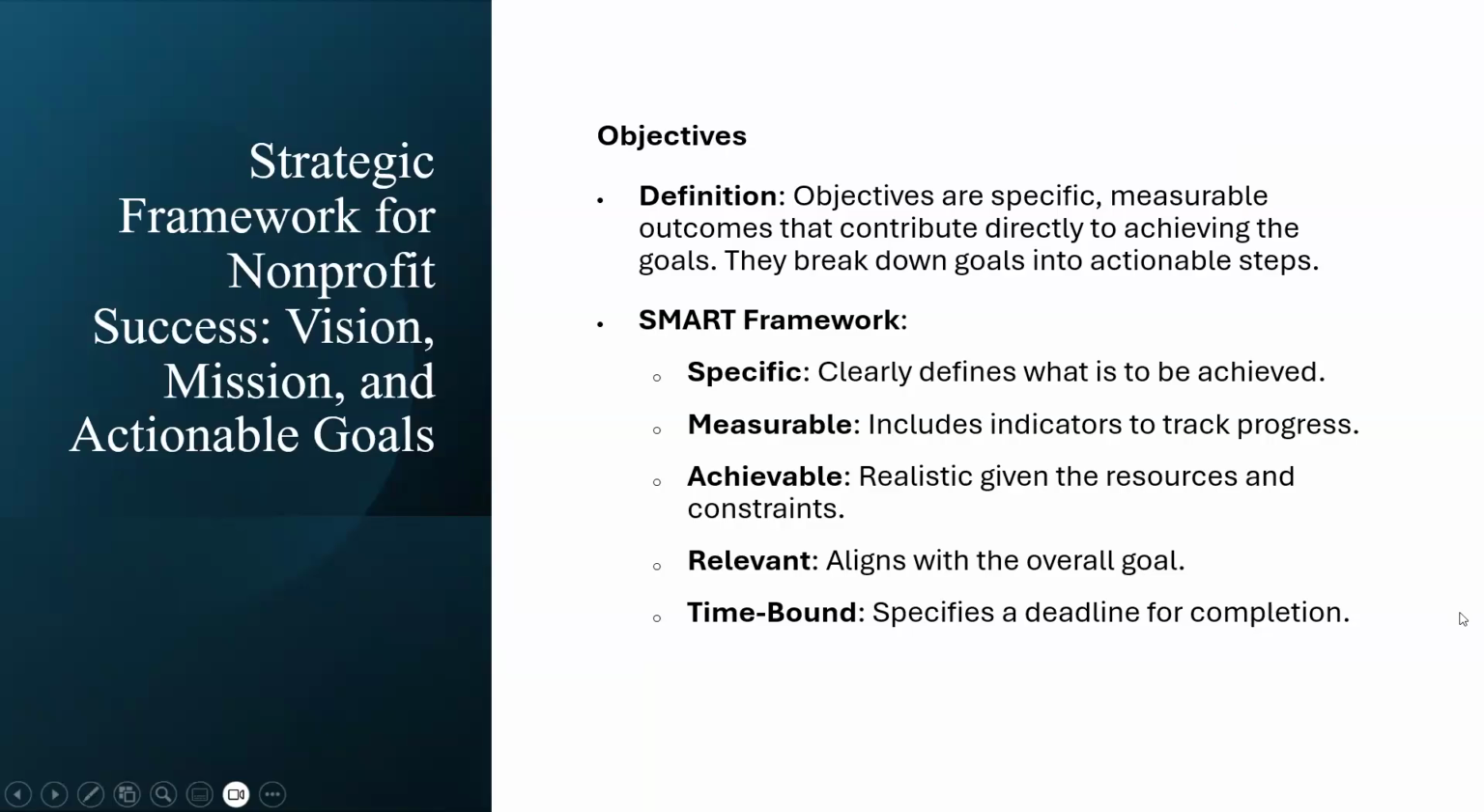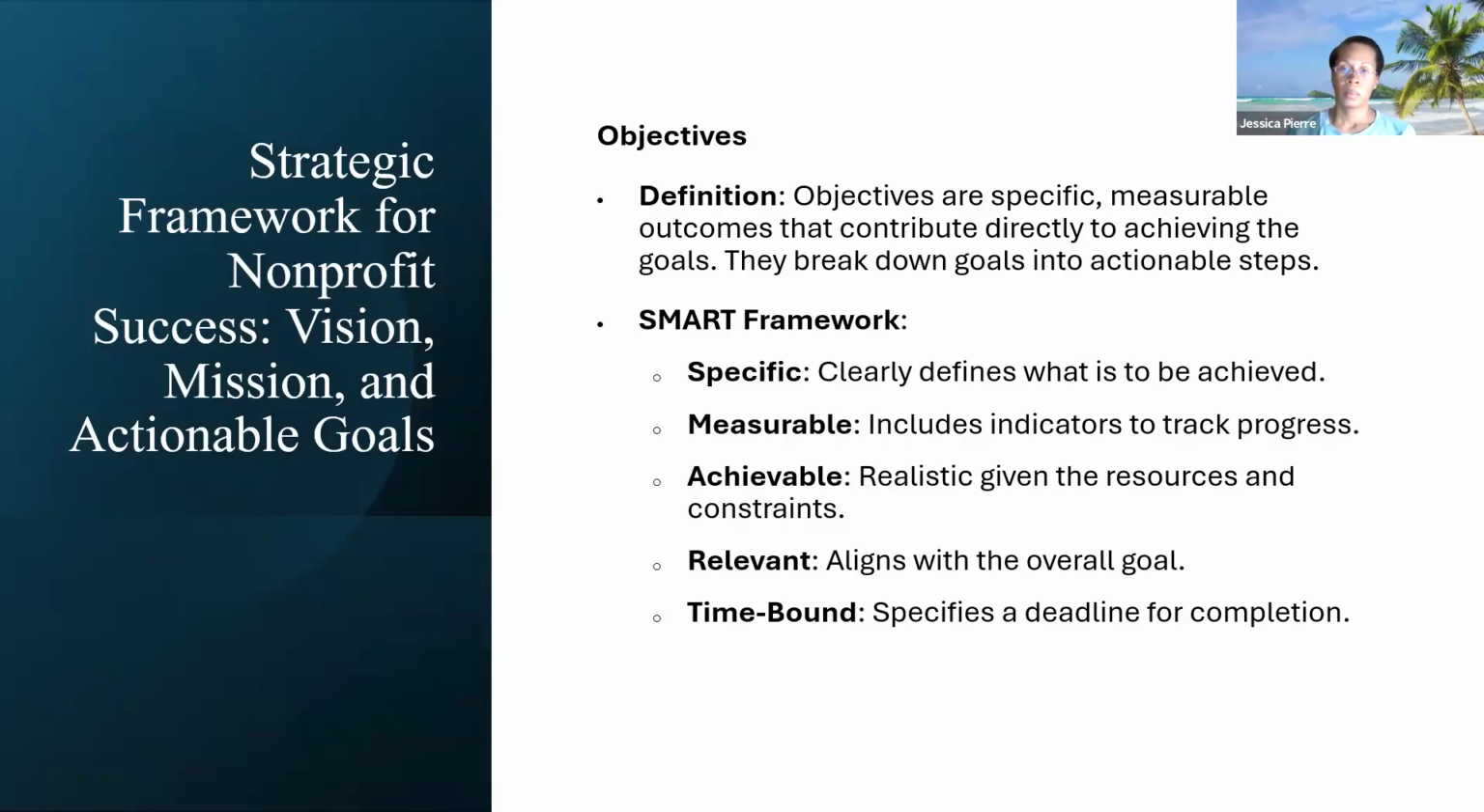Well, let me start from the beginning. Vision, mission, value statement, goals, strategies, objectives. See how it's coming all the way down from the vision to the mission down to the objective. Every time we go down a notch, we get more and more detail.